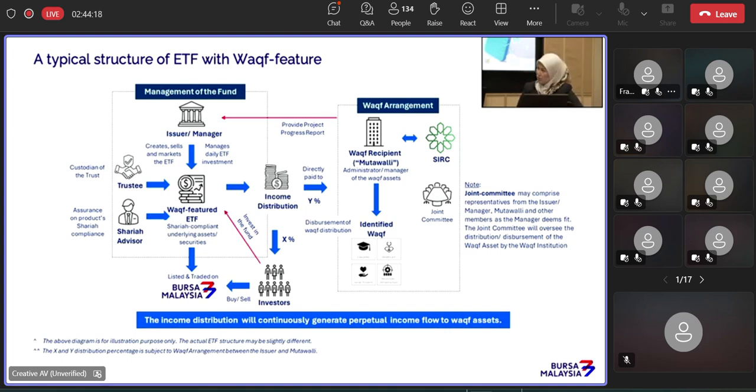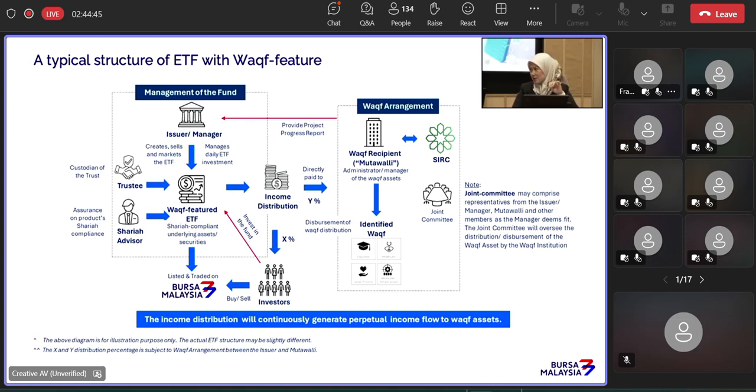So where your money will go, in terms of who the beneficiaries of the Wakaf are, or the Wakaf projects that you are going to contribute to. It can be for social, education, sustainability initiatives, community building, or anything. So it is very, very general. Yeah, it's not only for building mosques, for example. Okay, so this Wakaf featured ETF will be listed and traded on the exchange.